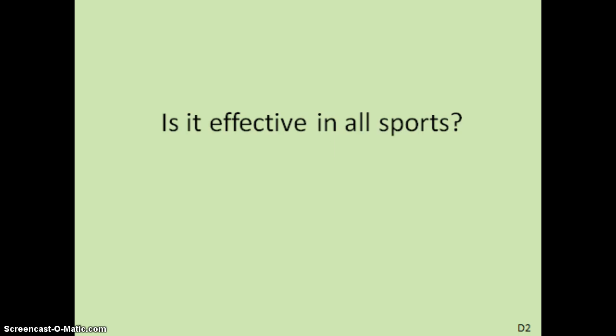Is it effective in all sports? Effective demonstration doesn't really suit all sports from a coach's point of view, because sometimes it's not possible to demonstrate. This is because of their own experience in the performance. Their personal performance abilities might not be good enough, and if you need to give feedback quickly, it might not be the correct technique to use because you can't actually deliver the technique.